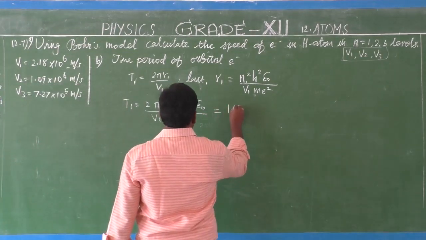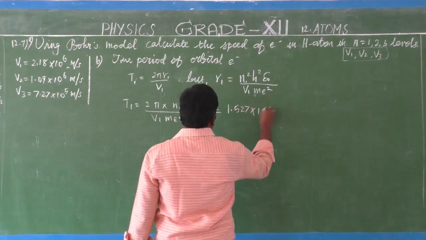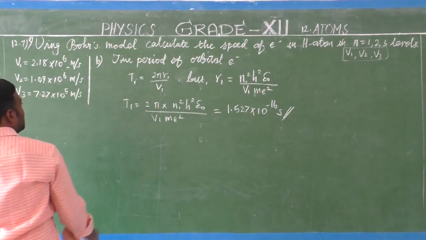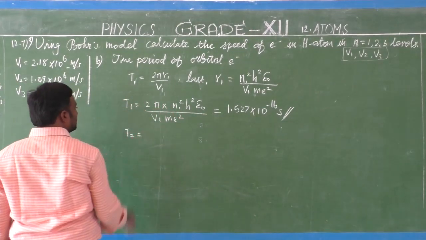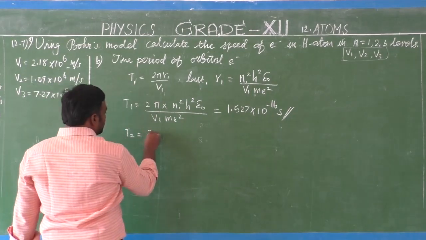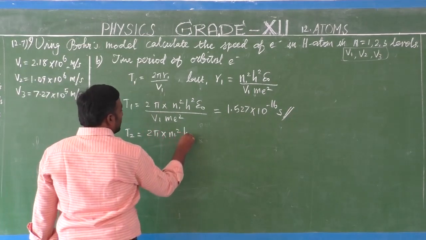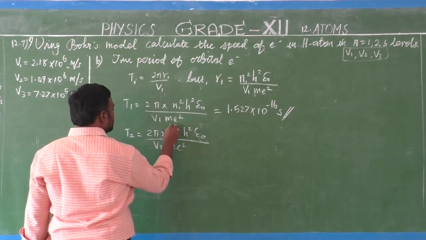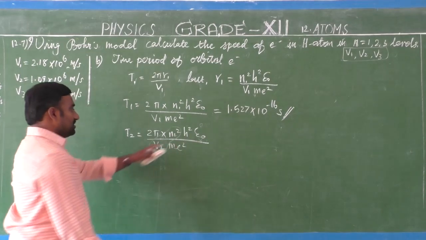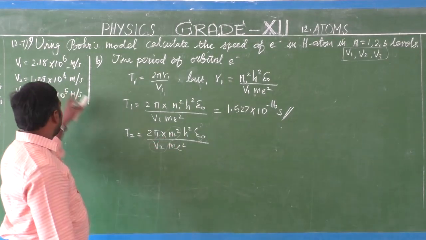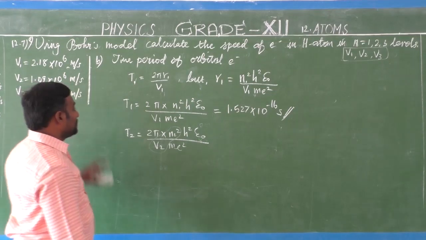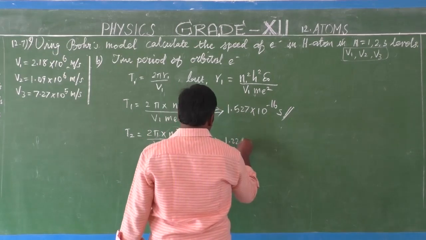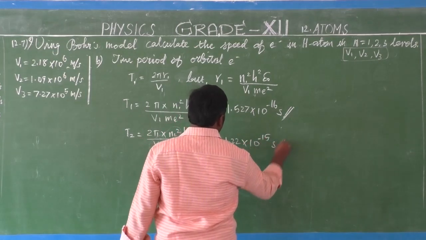It is equal to 1.527 into 10 to the power minus 16 seconds. So this is the time period in the first orbital level. Similarly, for the second period, same formula. So 2 pi into n2 square h square epsilon naught divided by v2 and me square. So this 2 alone differs. Okay. So here 2 square, and the value of velocity we already got. Okay. So after substituting all this, the final value would be 1.22 into 10 to the power minus 15 seconds.